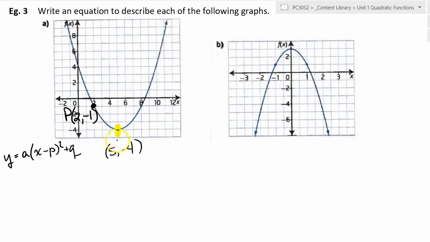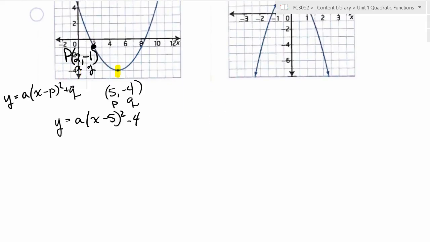We know that our vertex gives us P and Q. So immediately I can plug in those values. X minus 5 squared minus 4. Using this point, and its coordinates x and y, I can then solve for A. So -1 equals A times 2 minus 5 squared minus 4.